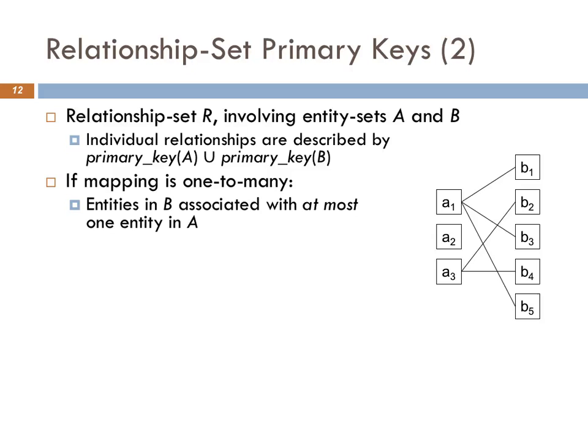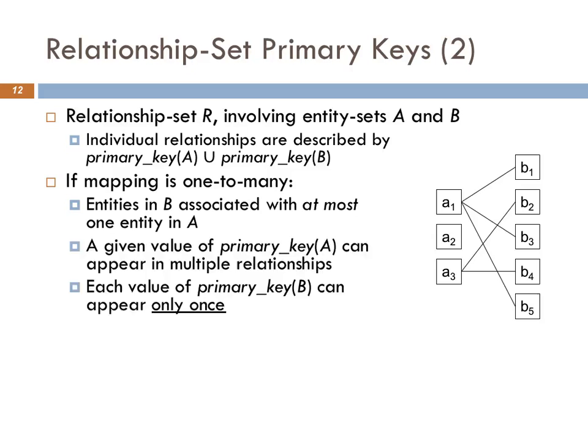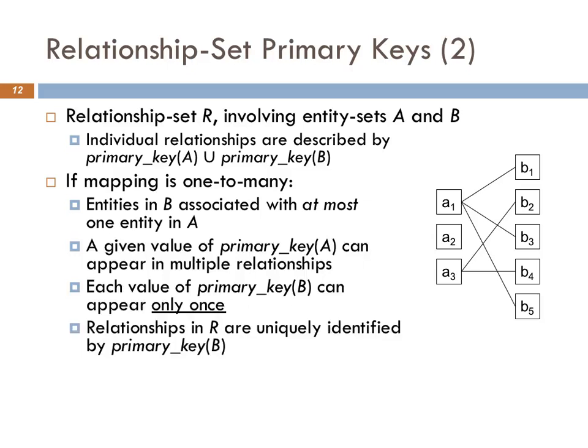Now B is interesting, right? How many times can each entity in B appear in the relationship set? Well, it can only appear once. So that suggests that primary key of B is the candidate key of the relationship set, because each entity in B can only participate in at most one relationship. Okay? So we end up with something like this. And that means that when you translate this down to the implementation schema, you enforce that on this relationship set, or the relation that's generated from mapping this relationship set down into the relational model, you enforce a candidate key on primary key of B.